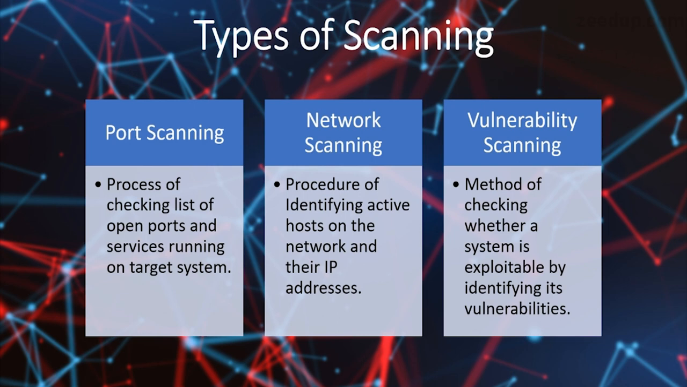Second is network scanning. It's a procedure of identifying active hosts on the network and their IP addresses. As I have earlier told you, we will first identify live hosts on our network so that we can scan them and get the open ports list. Then last we have vulnerability scanning. It is a method of checking whether a system is exploitable by identifying its vulnerabilities. After getting open ports, we will also run a scan to gather the vulnerabilities of the target system.